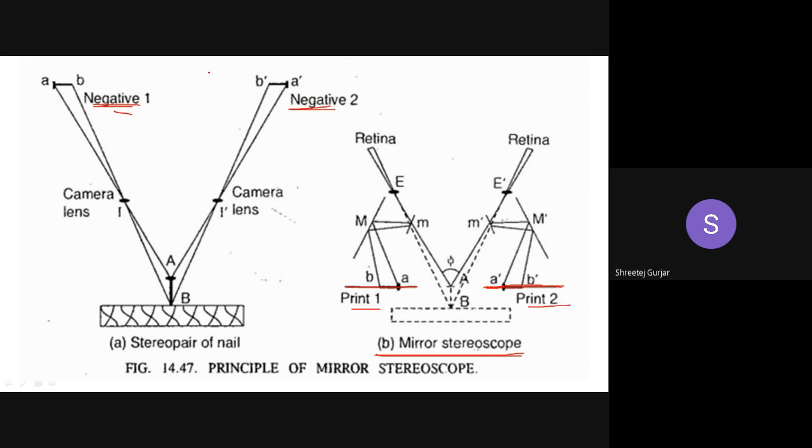Usually, if you remember, earlier we used to take photographs in rolls. So we used to take the negatives, and then we used to develop those negatives and print them out. So this is the first photograph, the left hand side, and the second, that is print number 2, on the right hand side. Same thing. You can see here small a and small b, this is the image of the nail, and this is the image of the nail over here, A dash and B dash.